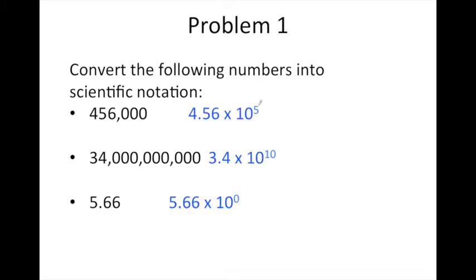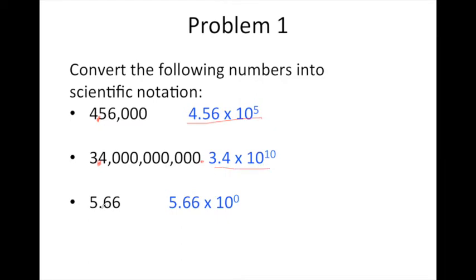Okay. So for the first one, we want to move it from right to left till we get 4.56, and we moved it 5 spaces, so 4.56 times 10 to the 5th. Here, we need to move it from right to left. We move it 10 spaces until we get to 3.4. So we have 3.4 times 10 to the 10th.